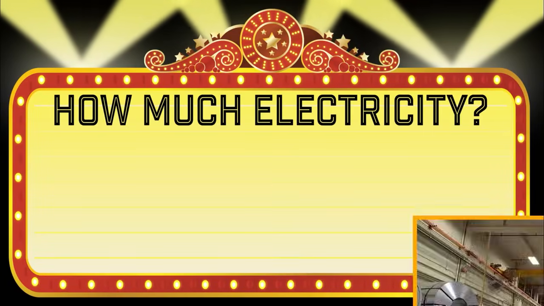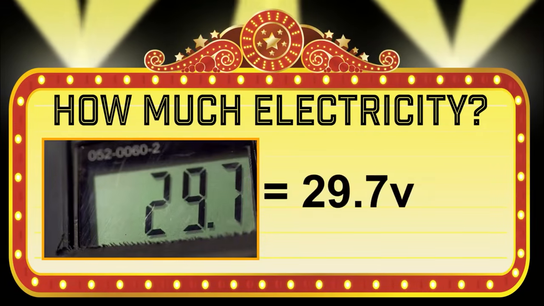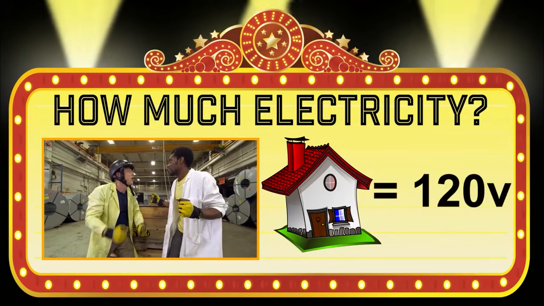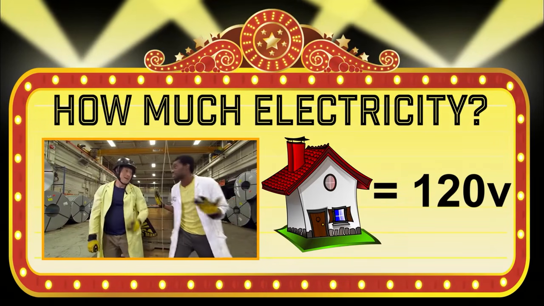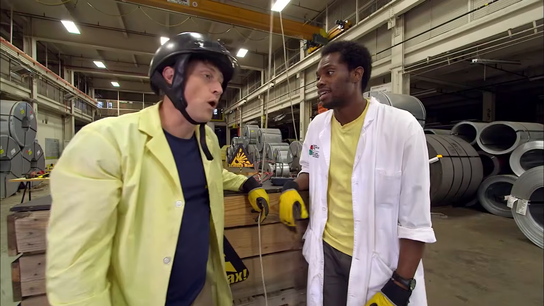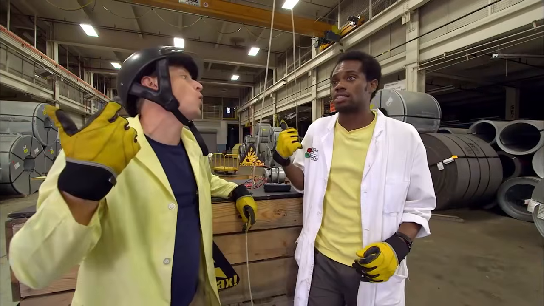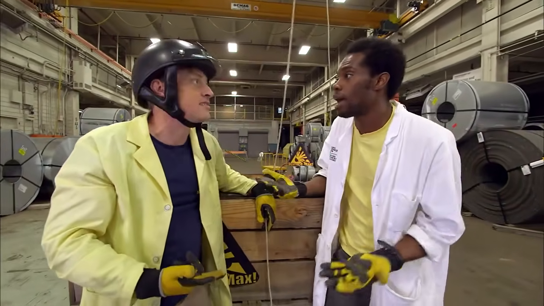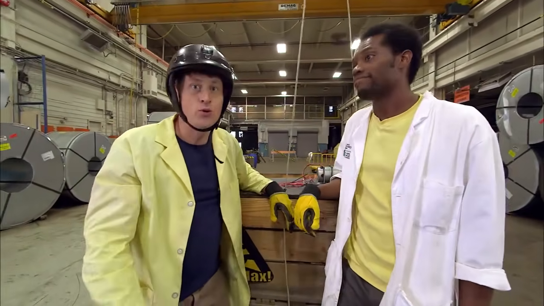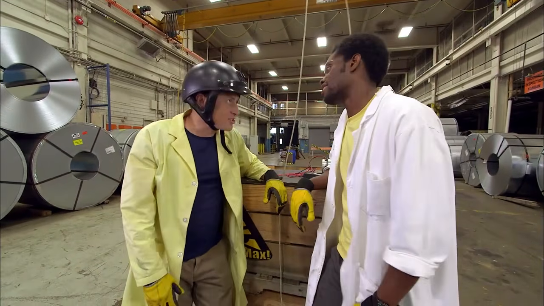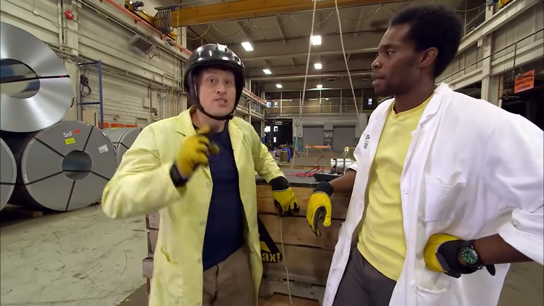How much electricity did Phil generate? Almost 30 volts. How much does he need to power his house? 120 volts. He's still off by quite a bit. Well, we've learned something. Nuclear, wind, hydro, solar, natural gas, coal power. It's all great ways to generate electricity. Yeah. And human power, not so much. Not as good. But human power is more fun.